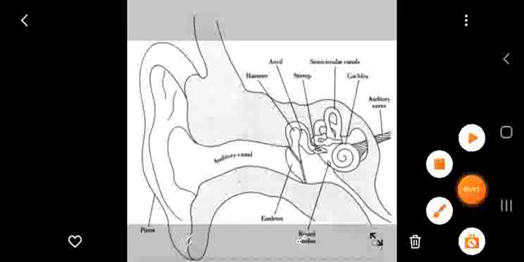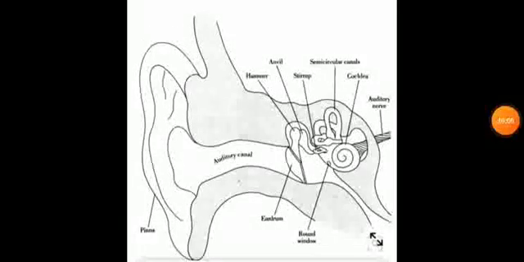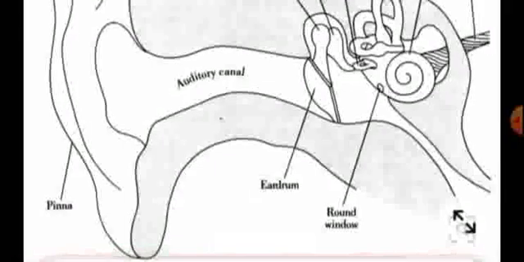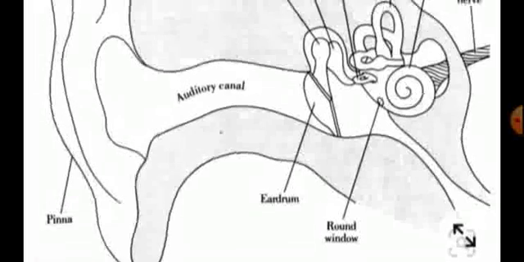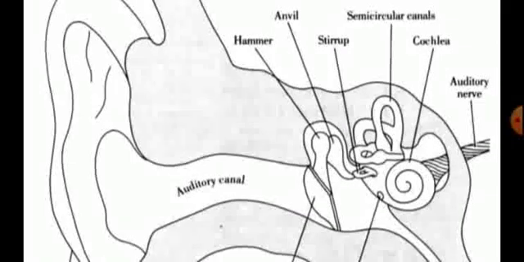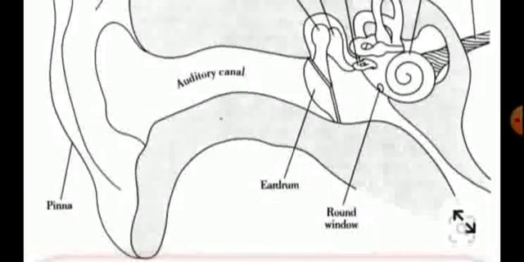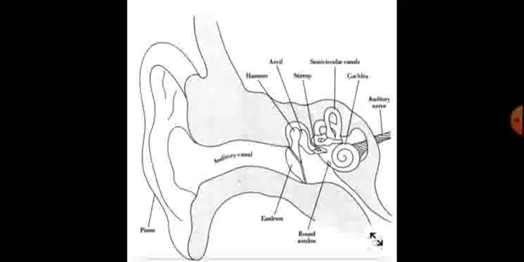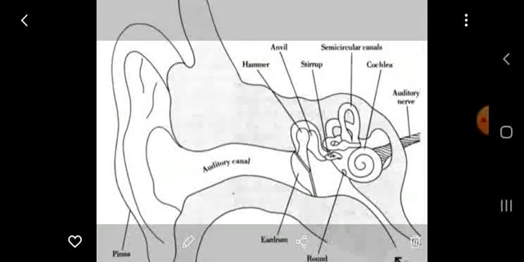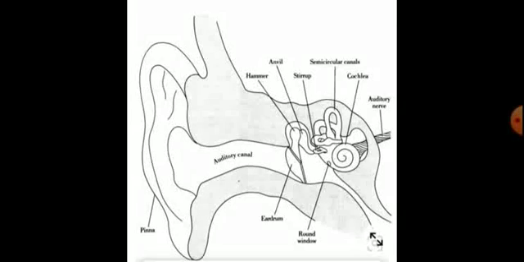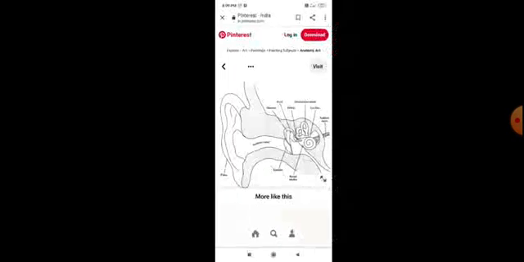Next, so here you can see the ear diagram. So this is the pinna. Here from the auditory canal the waves go and reach the eardrum. So these are the parts of the ear, that is the hammer, anvil, stirrup, semicircular canal, cochlea, auditory nerve and round window. So these are the parts of the ear. They may ask to label the parts of the diagram, or they may ask the function of what it does. Now as I explained some parts, they may ask.